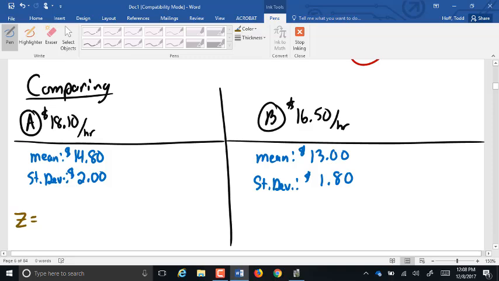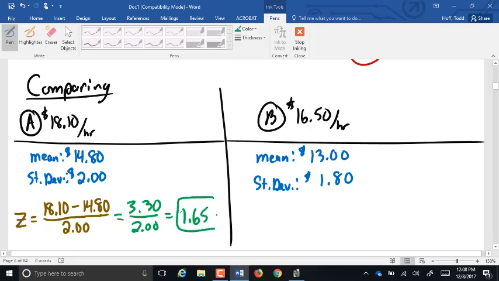Over here, the z-score, tell me, how would I calculate it? Perfect. It's the number that we're looking at, the 18.10, minus the mean for that set, which is 14.80, and divided by the standard deviation for that set, which is the $2. So if we subtract that, 18.10 minus 14.80 is $2.30, correct? No, $3.30. We divide that by the 2, gives us 1.65. So that's positive, which tells us it's above or below the mean? Above, and it's 1.65 standard deviations above the mean. Not bad.